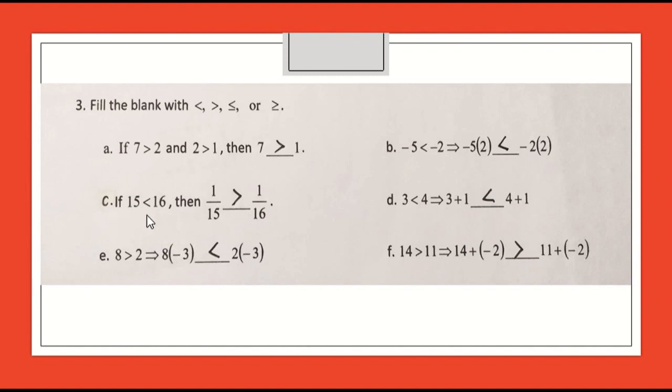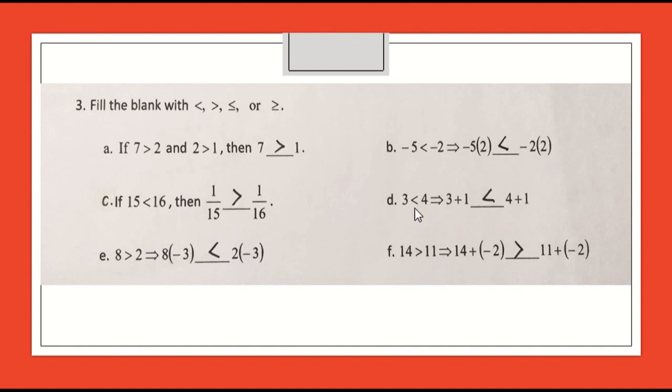Next, if 15 is less than 16, then 1 over 15 is greater than 1 over 16. So, mas dako na siya kaysa ni 1 over 16. Kay, gimo man nato silang denominator, no? So, mas mudako gani ang denominator, nya same ra ang ilang numerator, mas mugamay na og value.